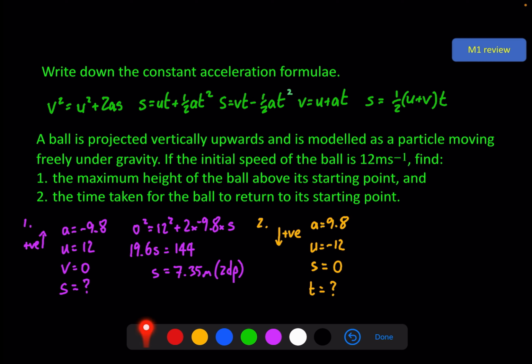The equation I'm using this time does not have a v, so it's this one here, s, u, t, and a. Put the information in. 0 equals minus 12t plus a half of 9.8 t squared. And you'll see that we've got a quadratic here. We're going to have 2 answers. I expect one of those answers to be 0, because obviously it's at its starting point when it starts its upward journey, and then it comes back to that starting point later, so one of these t's will be 0, and the other one is the one that I want. We can see that very quickly by factorizing out the t here.